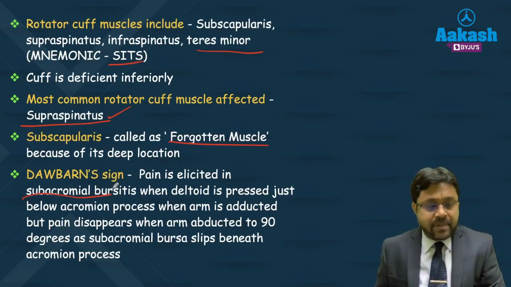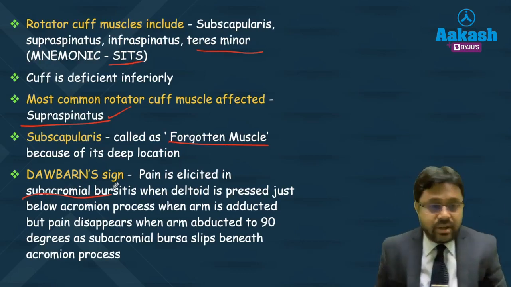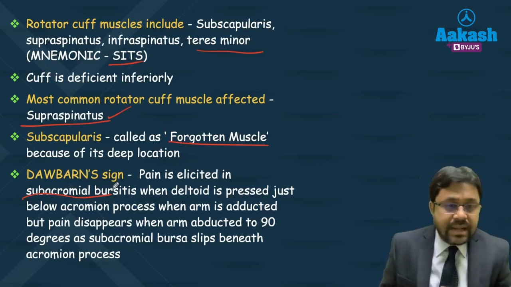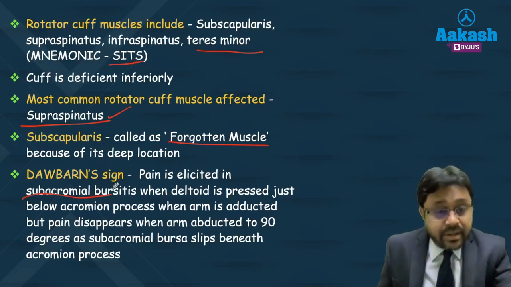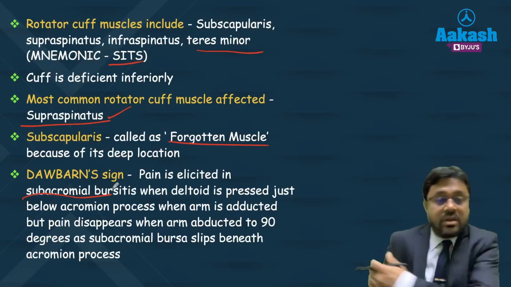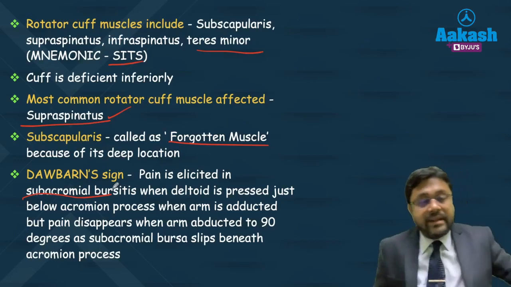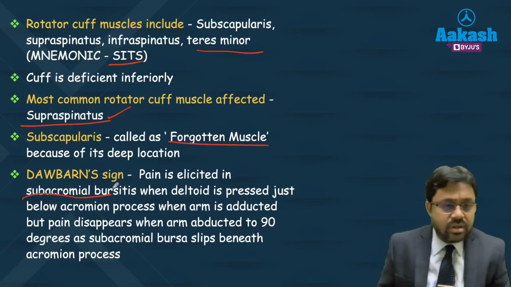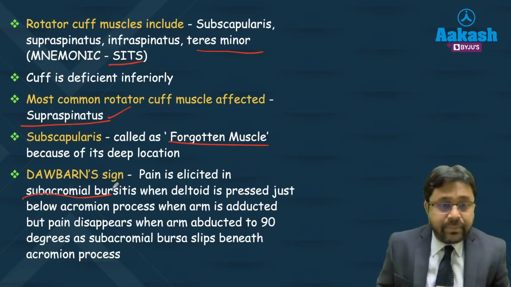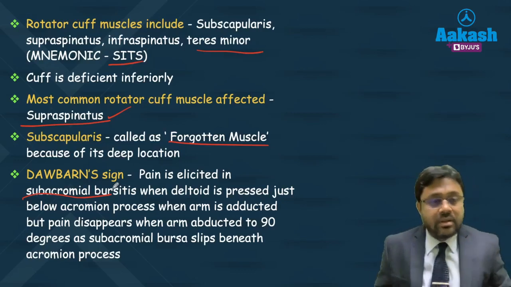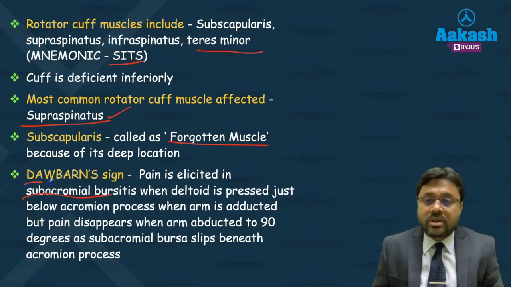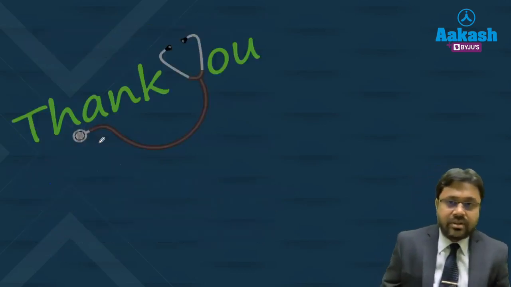Clear? But if you abduct the shoulder joint, the subacromial bursa will shift superiorly a bit, and it will be buried under the acromion process, so that it cannot be accessed from the deltoid zone. So if, in the abducted shoulder, we press upon the deltoid, the pain won't be felt, unlike when the arm was adducted. That's named the Dawbarn sign. Clear? Very important sign.